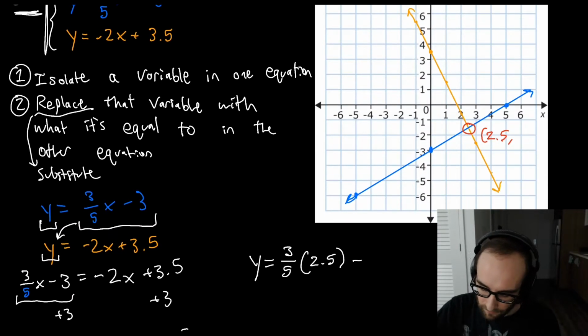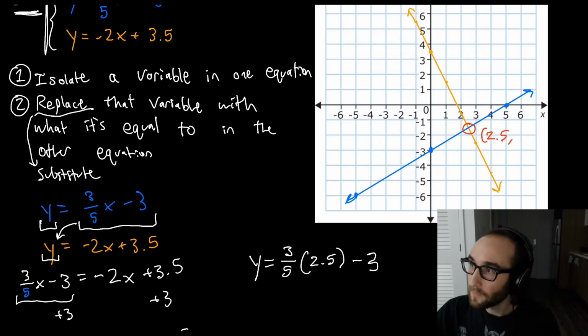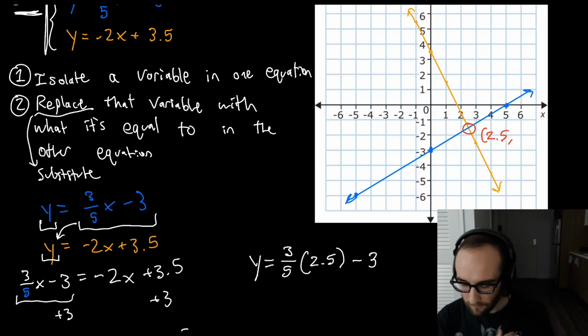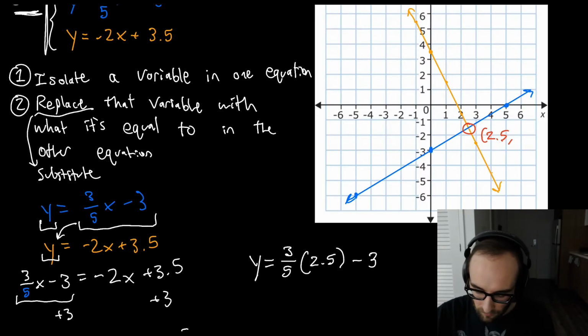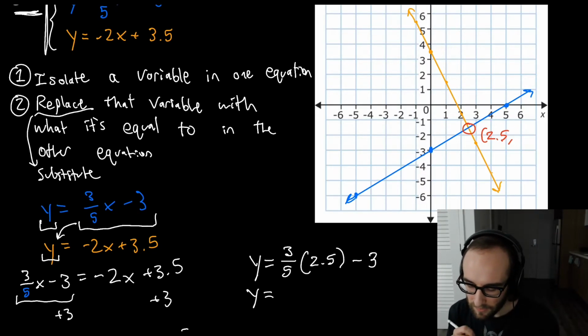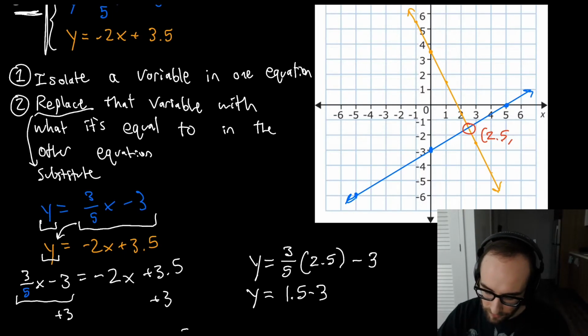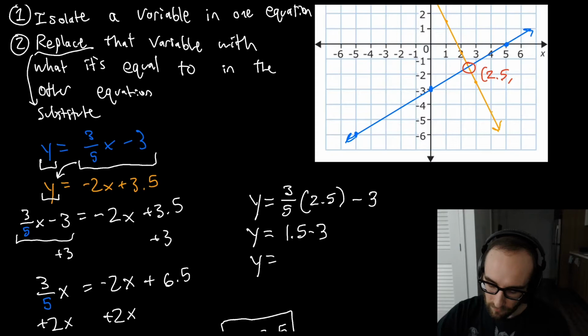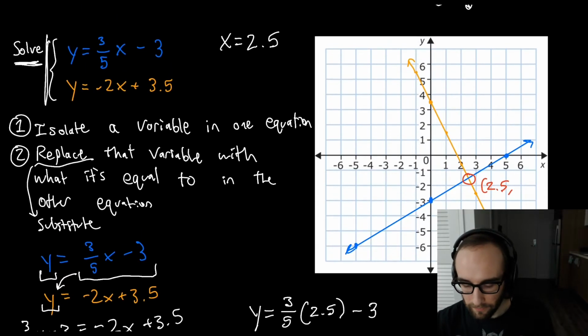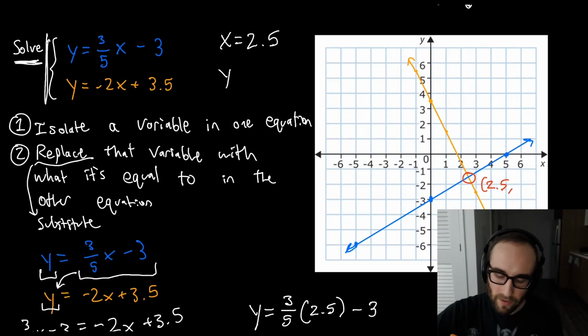Minus 3. Okay, 3/5 x minus 3. All right, so we'll take 3/5 multiplied by 2.5. We end up with 1.5 minus 3. And if we subtract those, we get negative 1.5 for y. So just plug in the x value that we found, and then we can find our y value.